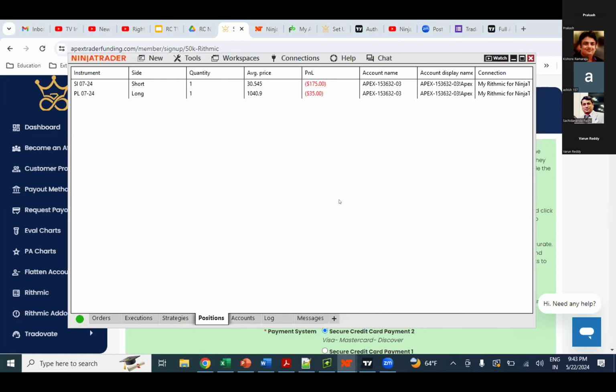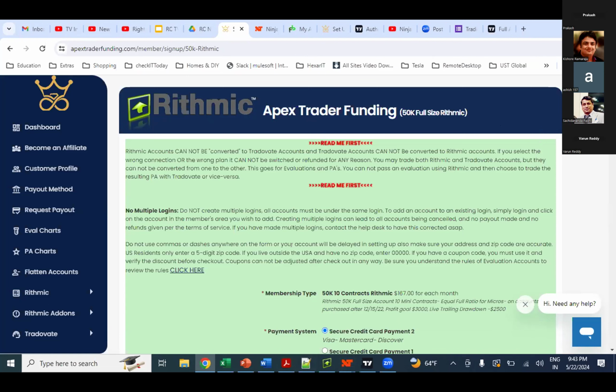But still, how to set up multiple accounts here? Can you set up? They will automatically set it. Once you create these ones, all those accounts will come here. Oh, okay, got it.